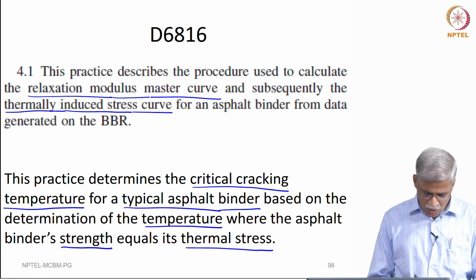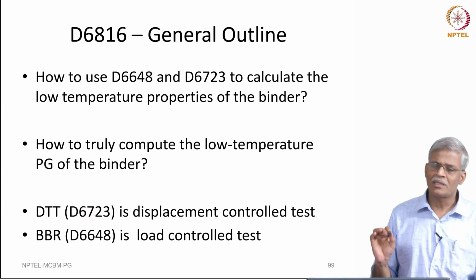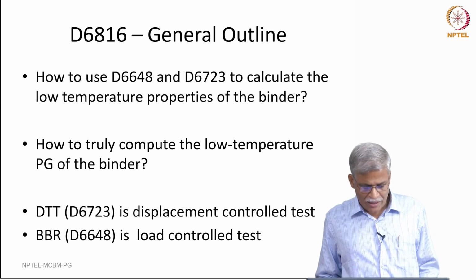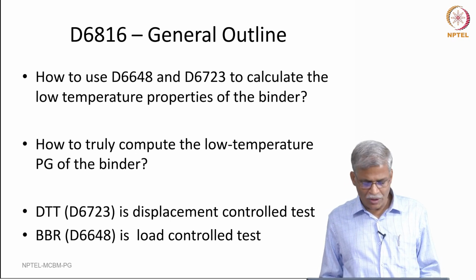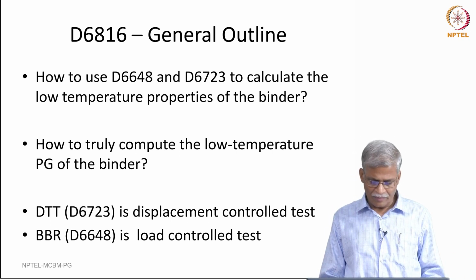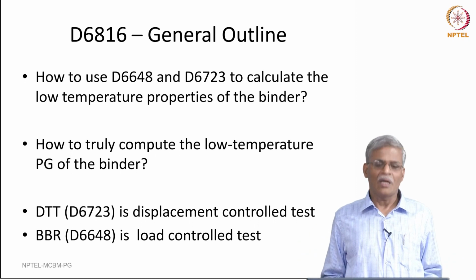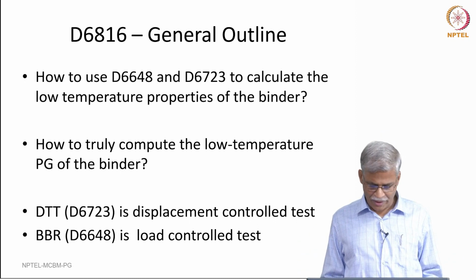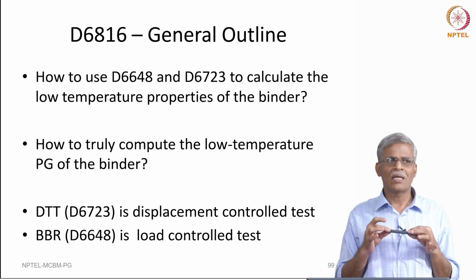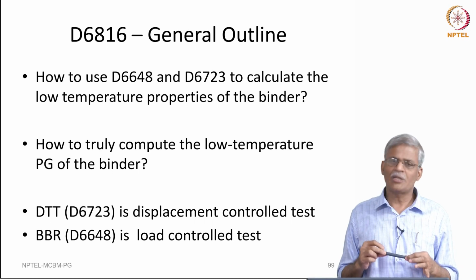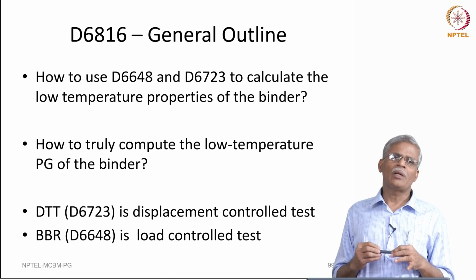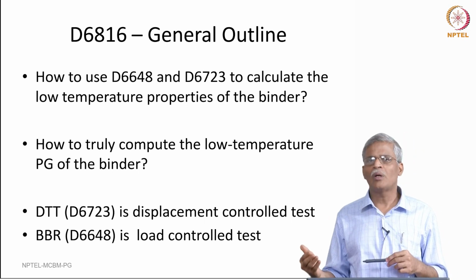Okay. Now, let us sit down and understand this a little more carefully. How do we use these two standards, 6648 as well as 6723, to calculate the low temperature properties of the binder, and how do we really compute the low temperature PG of the binder? We need to understand that the direct tension test is a truly displacement controlled test, okay, and the bending beam rheometer is truly a load controlled test.